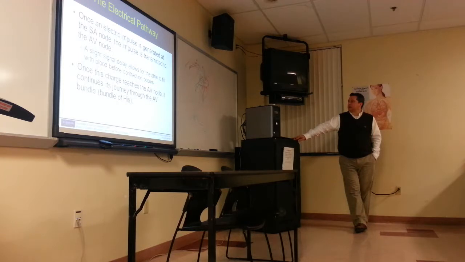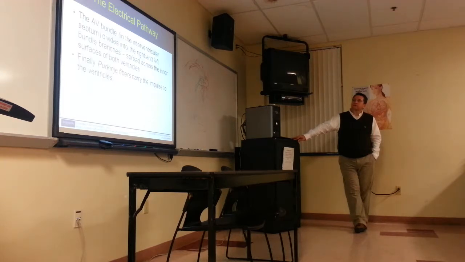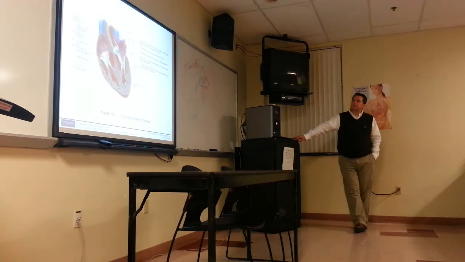A slight signal delay allows for the atria to fill with blood before contraction occurs. That makes sense. AV to the bundle of His. Divides into right and left bundle branches. Purkinje fibers carry the impulse to the ventricles. And you can see that here.